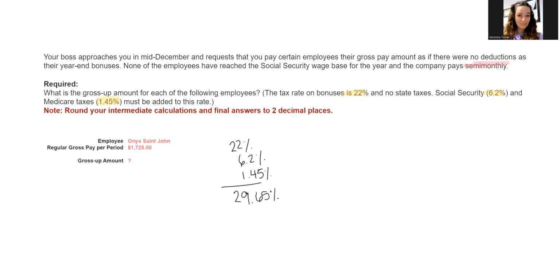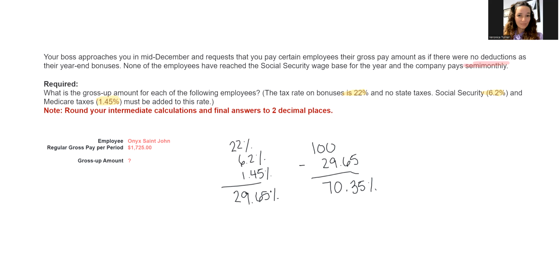Once we have this number, what we're going to do is subtract that number from 100. And that's where we come up with 70.35%. Again, the 29.65% is coming from adding all of the taxes that are supposed to be deducted so that we can come up with what our gross up amount is going to be.